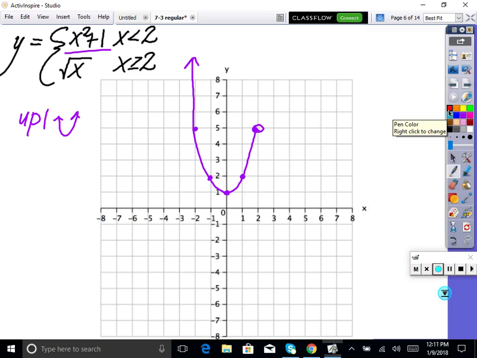Okay. And then right here, we have the square root of x. So we know there's no shift left and right, no shift up and down, right? So we start at 0, 0. Plug in, what's the square root of 1? 1. Now look, think. Square root of 2 is a decimal. I'm not going to plot decimals. I'd rather plot only whole numbers. Square root of 3 is a decimal. Square root of 4 is 2. Square root of 5 is a decimal. 6, 7, 8 is a decimal. Square root of 9 is 3.